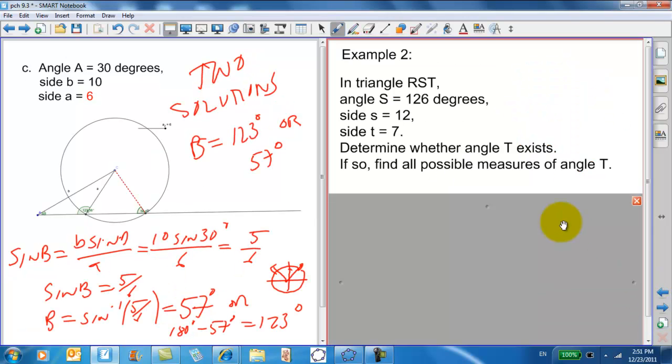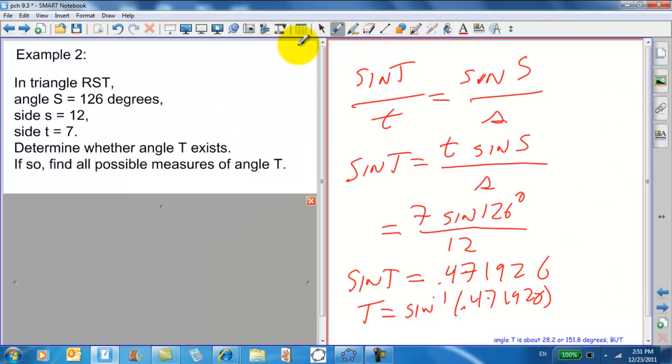Now here's example 2. We've got triangle RST, and we're trying to figure out how to do this. Again, it's a side-side-angle case, the obnoxious ambiguous case, where you've got 126 degrees for angle S. Side S is 12, side T is 7. Determine whether angle T exists, and if so, measure all the possible angles. So try and make a picture of this. Now remember the convention: angle S is opposite side S.